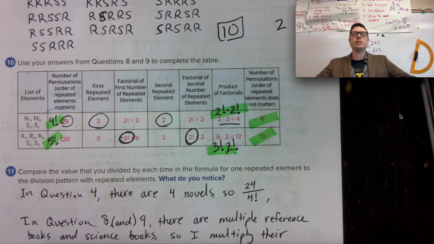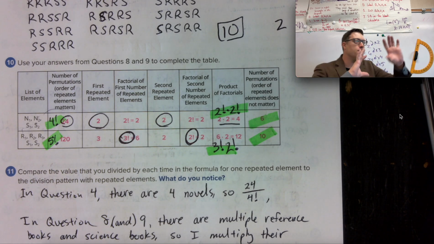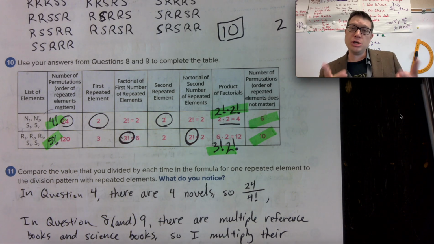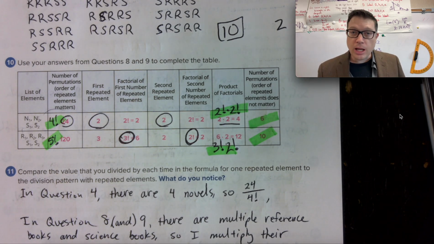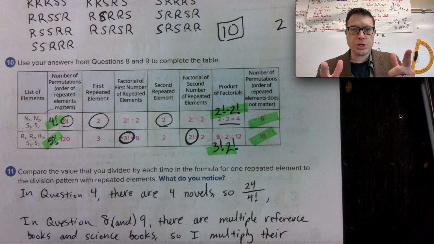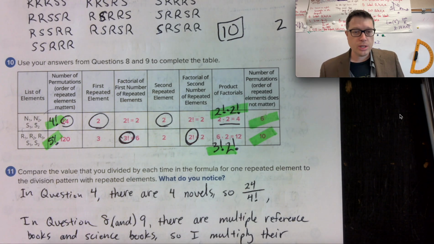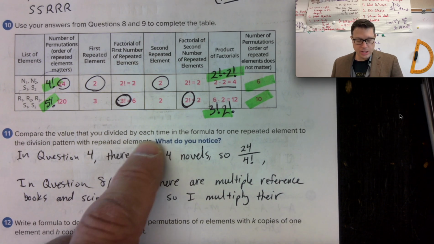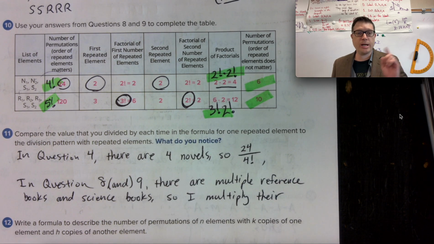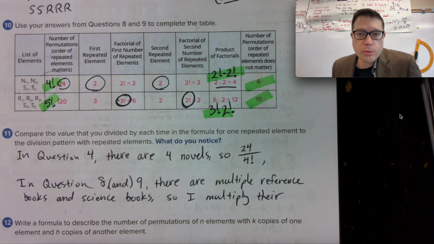But what if it was a larger list? What if there were more elements? How can these 2 small sample spaces let us know the structure of a formula? Pay attention to the order of the factorials and how they're used. Okay, in question 4, compare the values you divided by each time in the formula for the one repeated element to the division pattern with the repeated element.